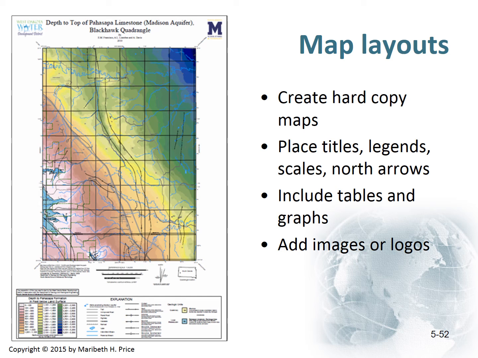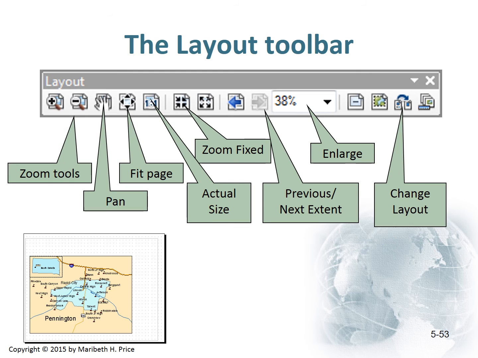When you create hard copies of a map, you need to remember things like placing titles, legends, scales, and north arrows. If you need to include tables and graphs in a map, you have to do that in this view. Similarly, you might use this as an opportunity to add images, colors, or logos. It all depends on what kind of map you're making, what story you're trying to tell, who the map's intended audience is, and the purposes you're making it for. All these things go into how you best choose items.